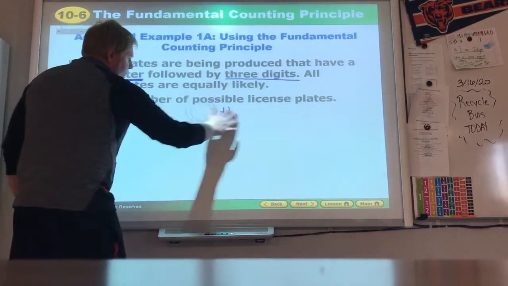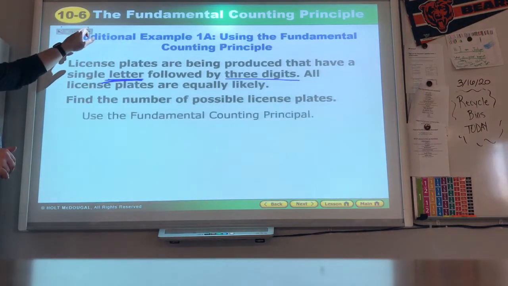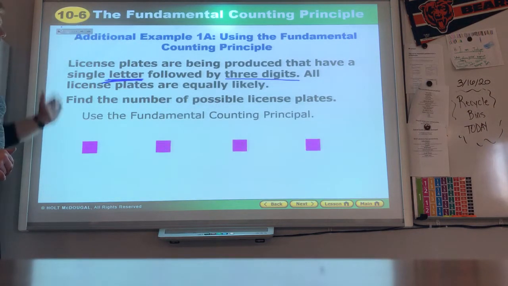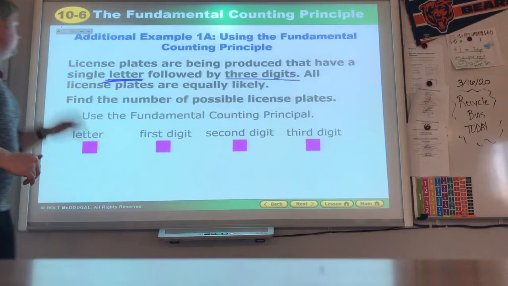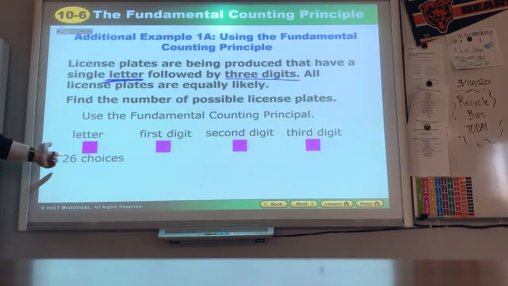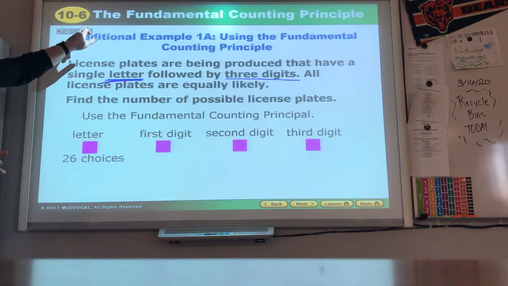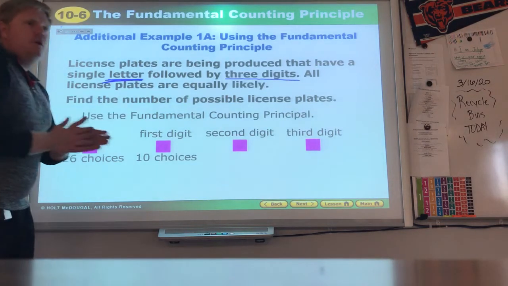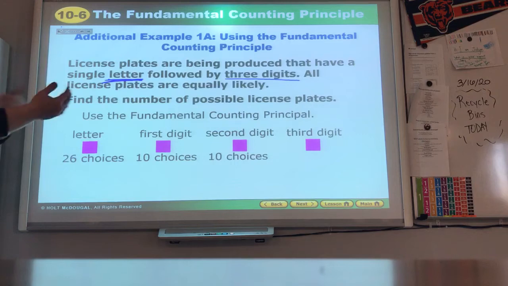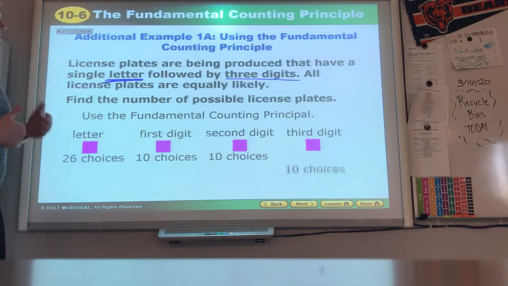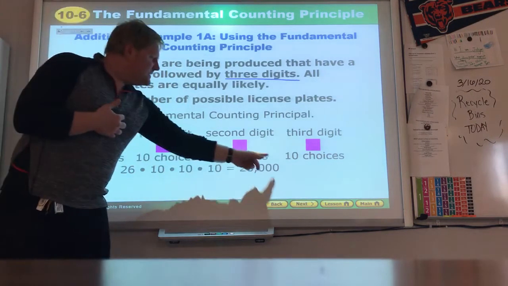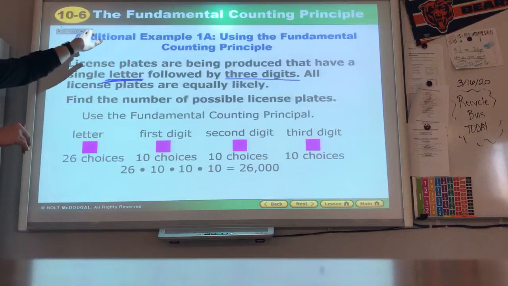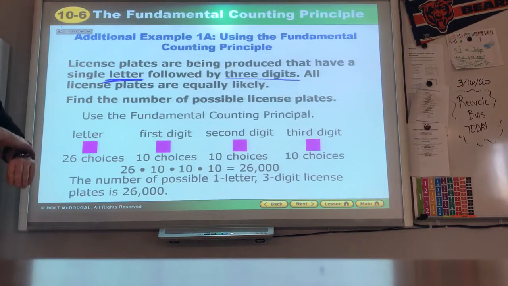Let's see if they come up with the same thing. Use the fundamental counting principle. They gave us 4 spots on the license plate: letter, first digit, second digit, third digit. There are 26 choices because there's 26 different letters. 10 choices because there's 10 different single-digit numbers. 10 choices for the next digit, and again, 10 for the same reason. We multiply all those and we get 26,000 different possibilities. We got the right answer. The number of possible 1-letter, 3-digit license plates is 26,000.